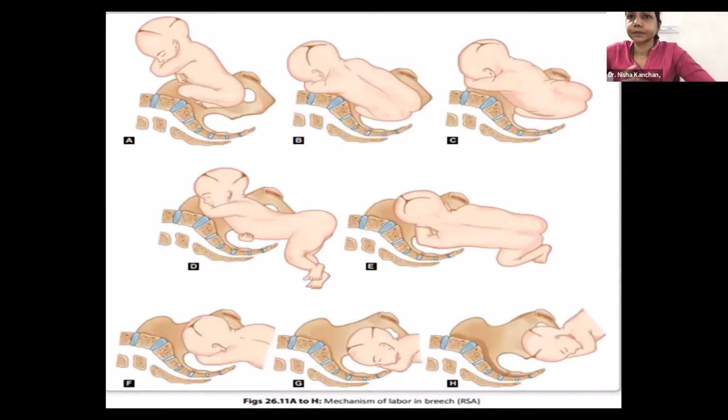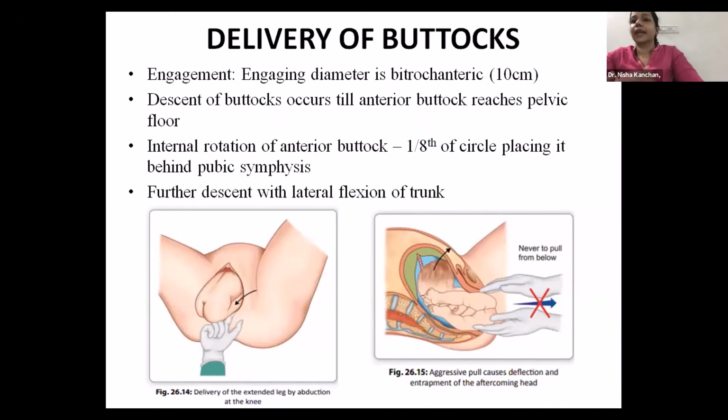Next slide. So this is what you have to remember. Engagement happens in either transverse or oblique diameter. The purpose of internal rotation is to get the diameter into AP. So there is engagement, descent, and we do not use the word flexion. For others, we have used the word flexion. What is happening here is compaction, because the soft tissues are bunching up together and making the diameter smaller. So this is another difference in terminology between breech and other presentations. You do not say flexion, you say engagement, descent, compaction.